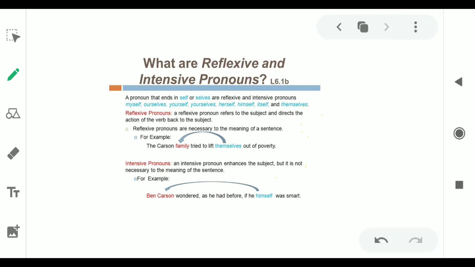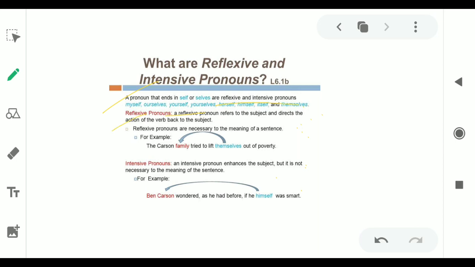Now, as I have said, what is the difference between reflexive and intensive pronouns? A pronoun that ends in -self or -selves is known as a reflexive or intensive pronoun. So, myself, ourselves, yourself, yourselves, herself, himself, itself, and themselves are reflexive and intensive pronouns. The basic difference is, let's see. A reflexive pronoun refers to the subject and directs the action of the verb back to the subject.